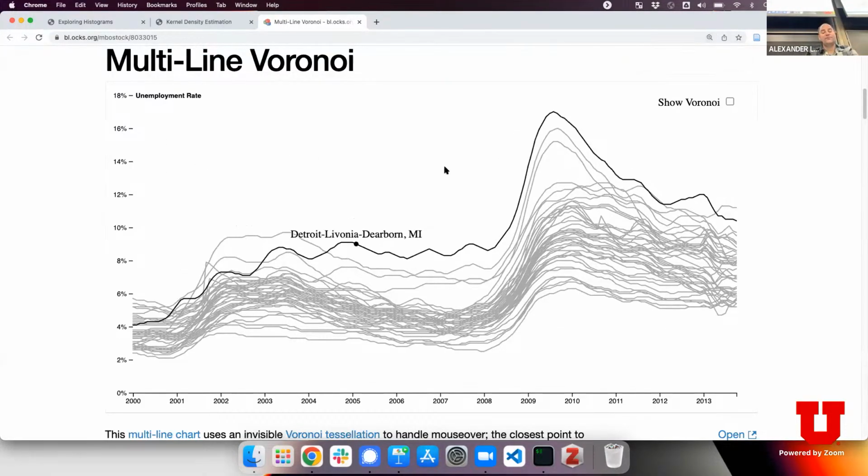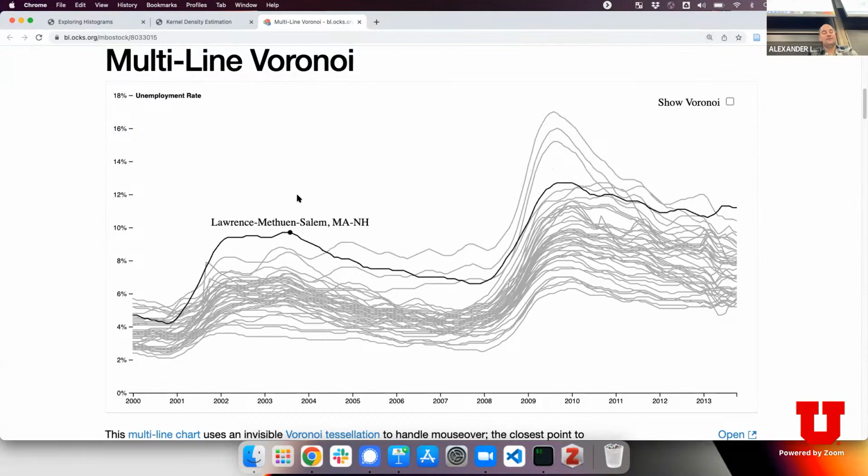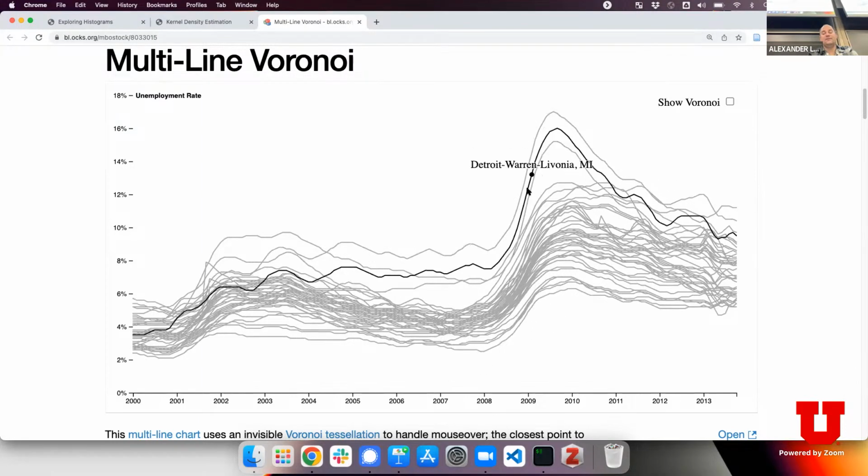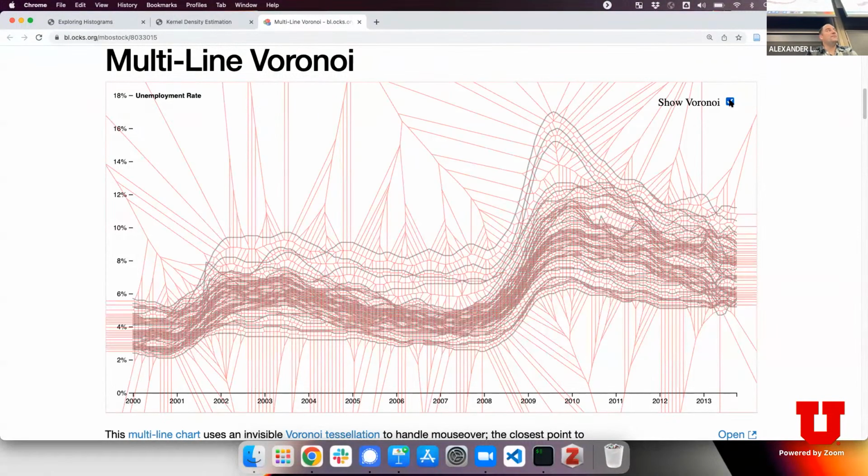My mouse here moves freely, and I'm brushing different segments. And I'm always brushing the line that I'm closest to, even if I don't perfectly pick it. And the way to do this behind the scenes is by drawing these Voronoi diagrams that identify the point where it's going to be highlighted.